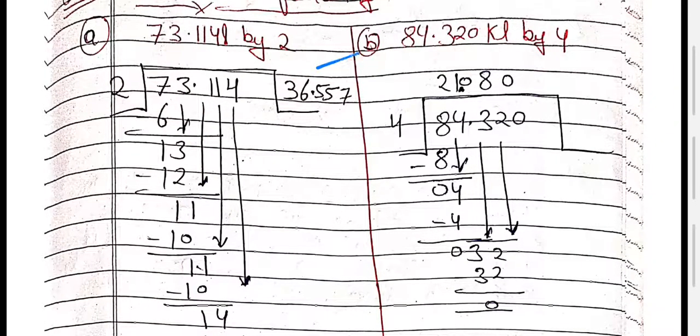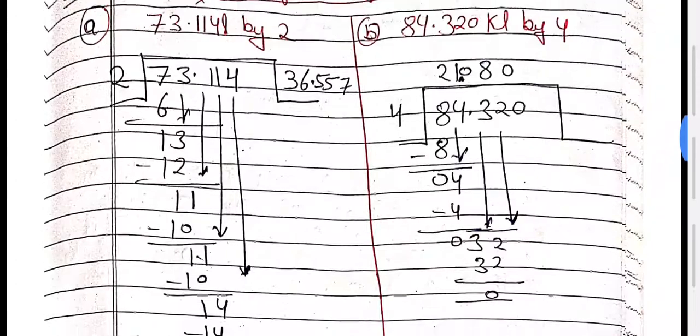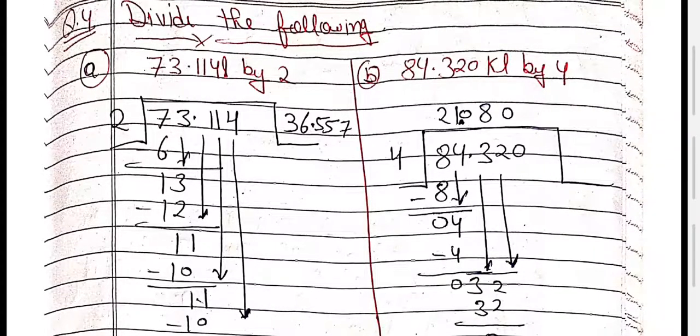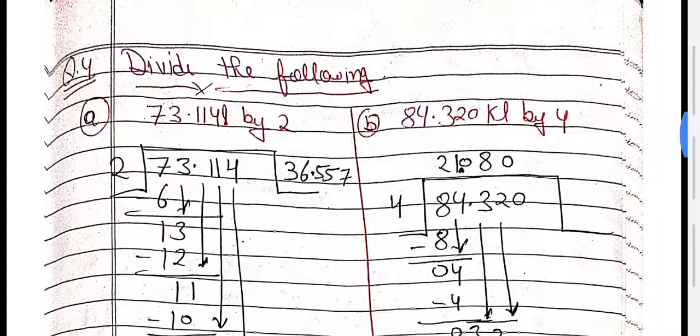Again 2 5s are 10. When you minus it becomes 1, just write the next number here. Again 2 5s are 10. Now finally it becomes 1 here and write the last digit 4. It becomes 14. Now 2 7s are 14. So your answer becomes what? 36557. Now just see how many digits are there after the decimal? 3. So from the back side put the decimal after 3 digits. It is your answer.